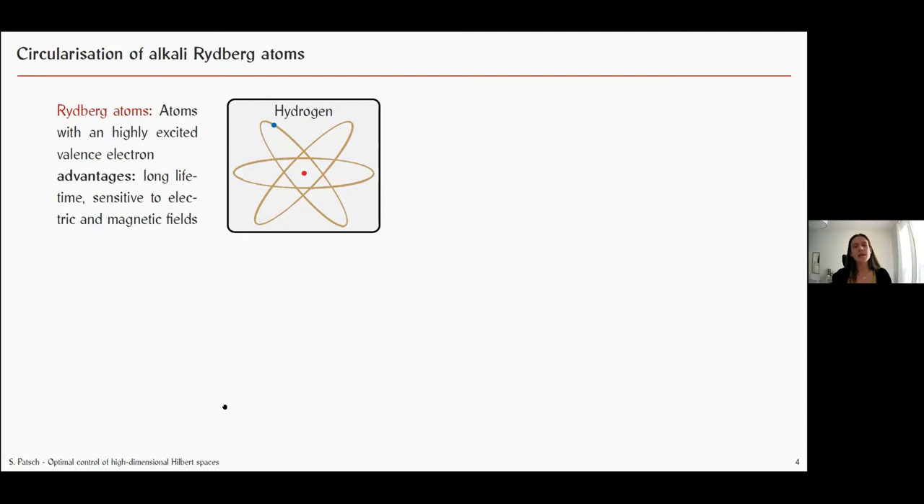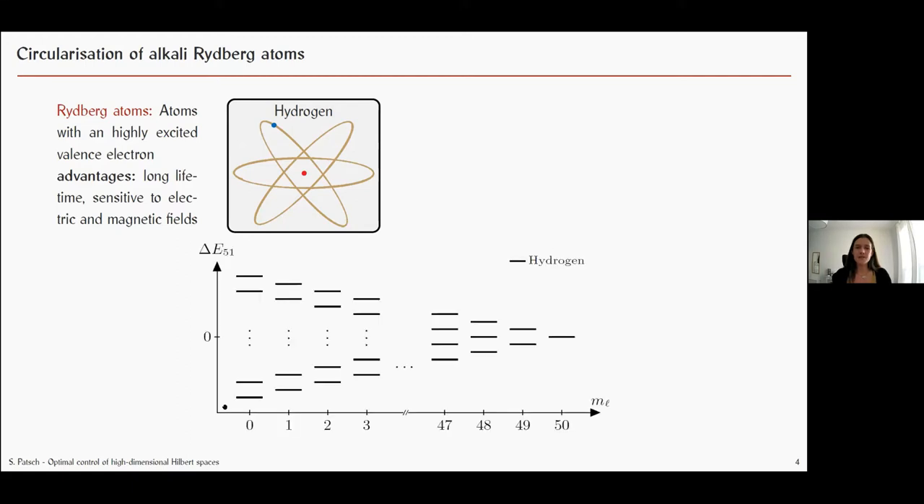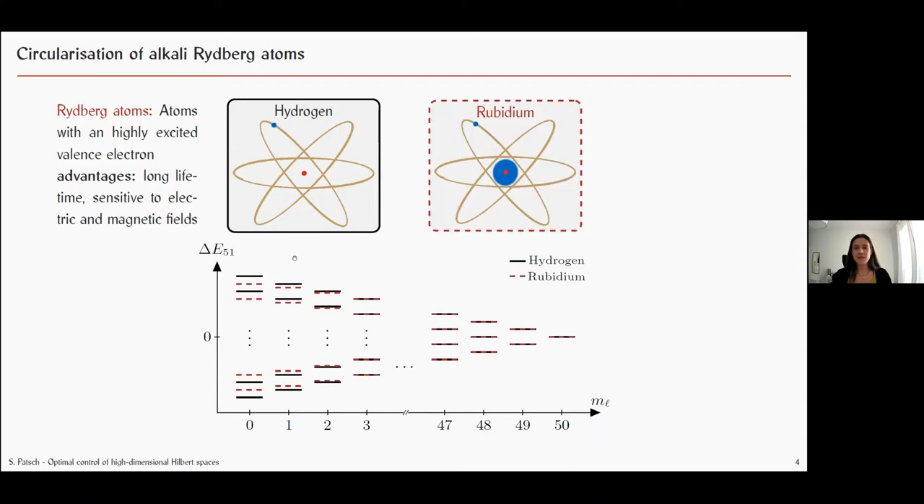And you might remember that each energy level of hydrogen actually has an n squared degeneracy. But if we employ a static electric field, this degeneracy is lifted. And here we see a sketch of the so-called Stark manifold of how the energy levels in hydrogen split up for one principal quantum number n. But in Rydberg physics, we usually don't use hydrogen, but alkali atoms, for instance, rubidium, which in addition to the valence electron also have an ionic core where there's more electrons inside. Due to the influence of this ionic core on the valence electron, the Stark manifold looks slightly different.